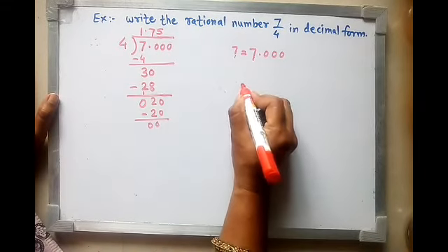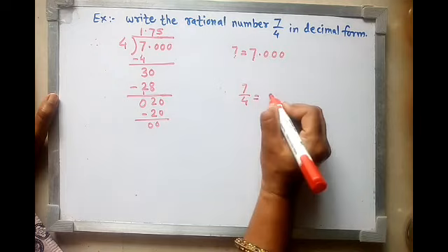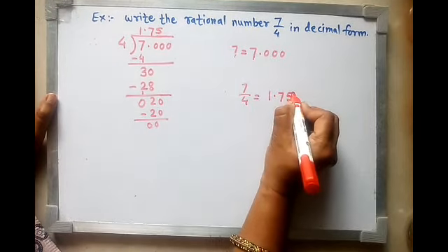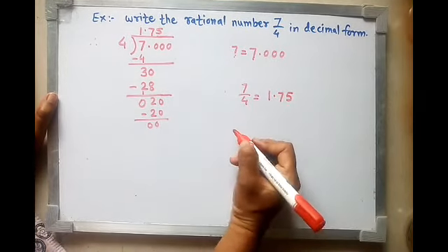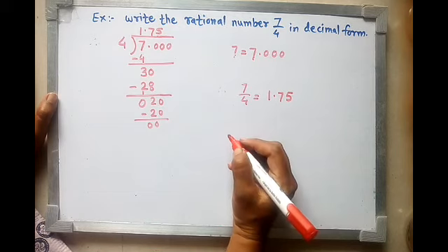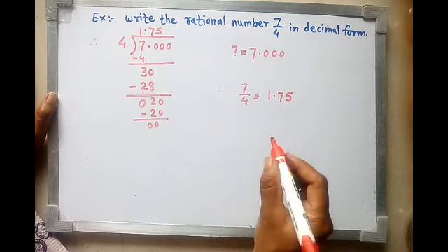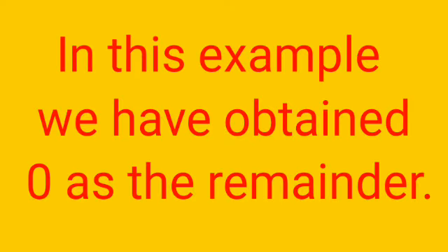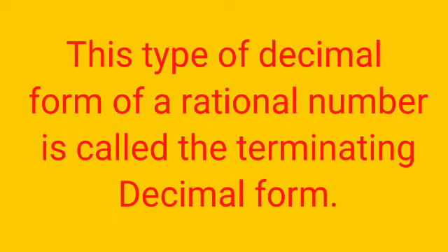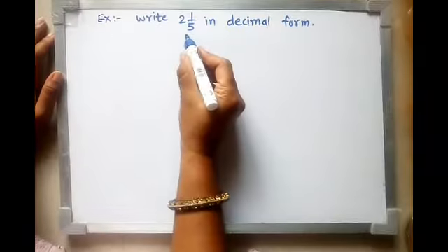When we have obtained 0 as the remainder, this type of decimal form of a rational number is called the terminating decimal form. Terminating means khandit dashansh roop. In this example, we have obtained 0 as the remainder. This type of decimal form of a rational number is called the terminating decimal form.